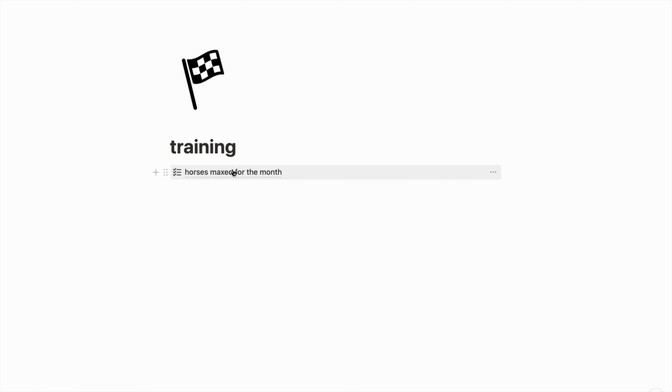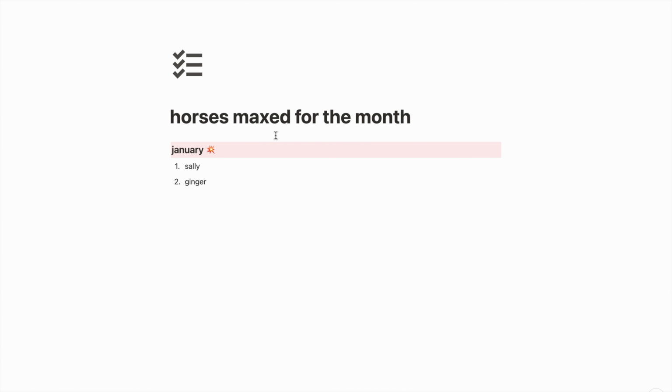Training, very quickly gonna go through that. So I have a page within my training page that shows all of the horses that I have maxed for the month. Whenever I max a horse on Star Stable, whenever I log off for the night, I will go over to my Notion page and insert usually their nickname. I have Max, Sally, and Ginger this month, so they're going to be here. And then once it becomes the end of the month, I will hop over to my horses spreadsheet and mark off that they are maxed, and then the process will start over.